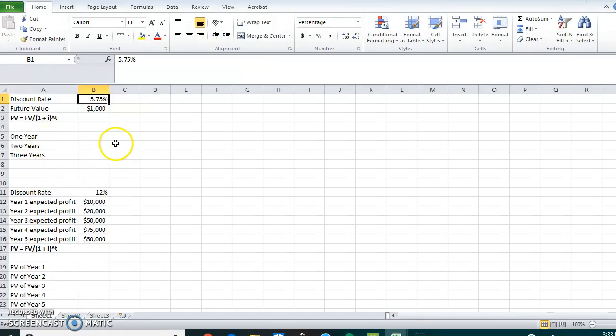So at the 2-year mark, it's asking us how much we need to put in the bank today to pull out $1,000 in 2 years. And that is 1,000 over 1 plus interest rate to the second power. And the same with 3 years, only it's to the third power.